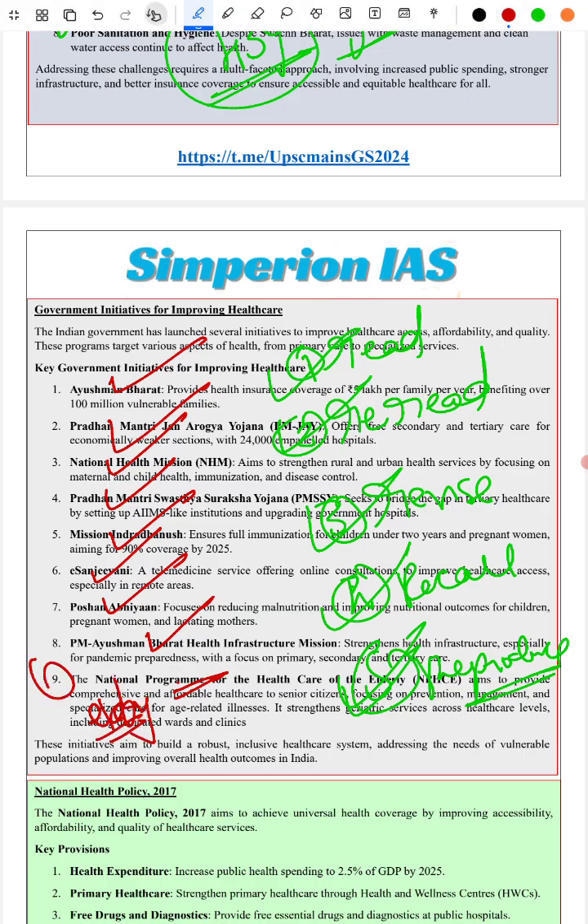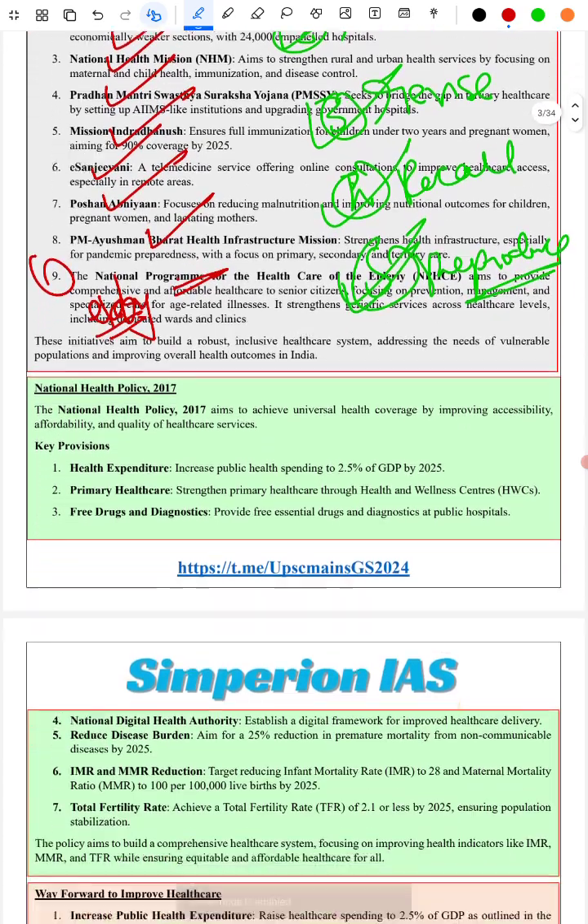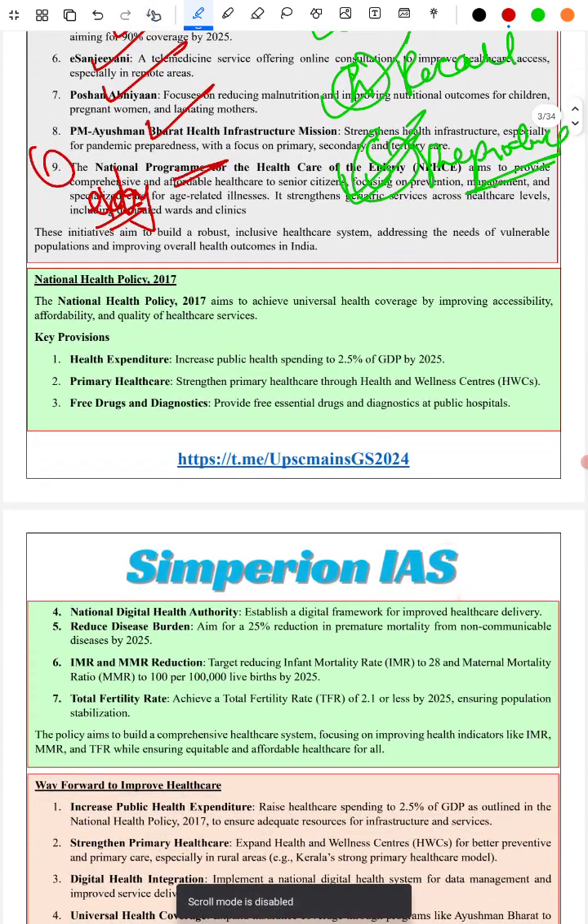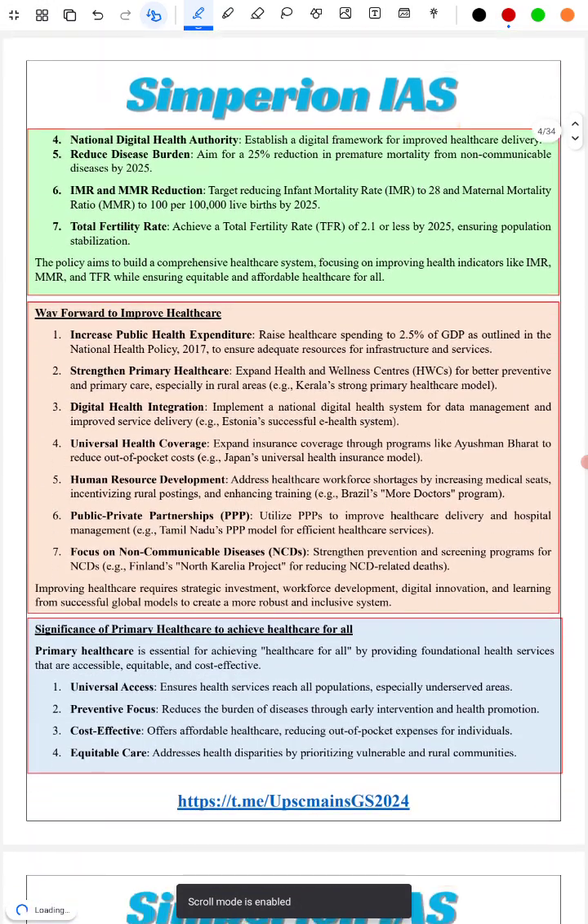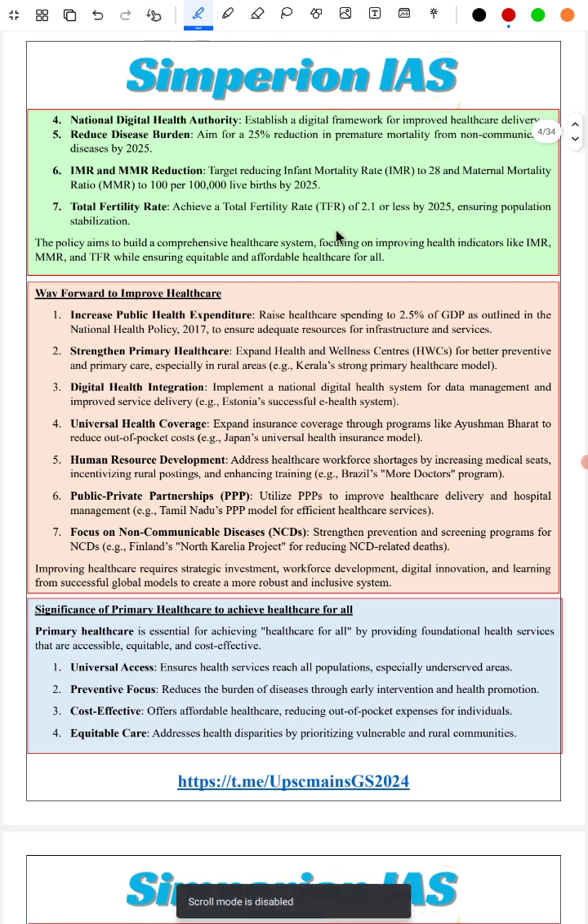After this we will cover a policy, that is National Health Policy 2017. We have covered 7 important key provisions of National Health Policy 2017. Please go through it. After that we have covered the way forward, the steps necessary to improve Indian healthcare. We have given 7 points, and while giving the way forward, we have also covered a few of the best practices of India and the world.